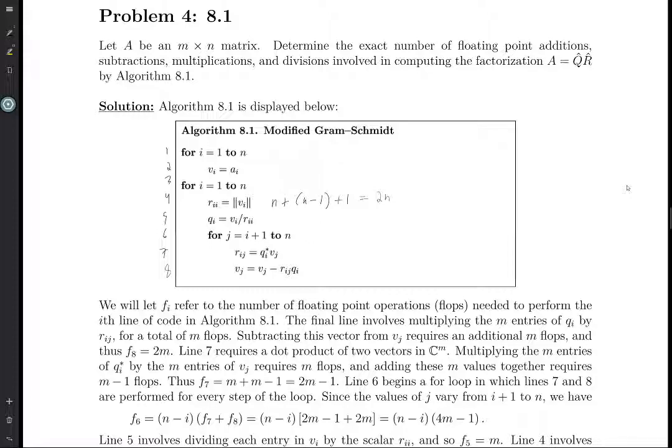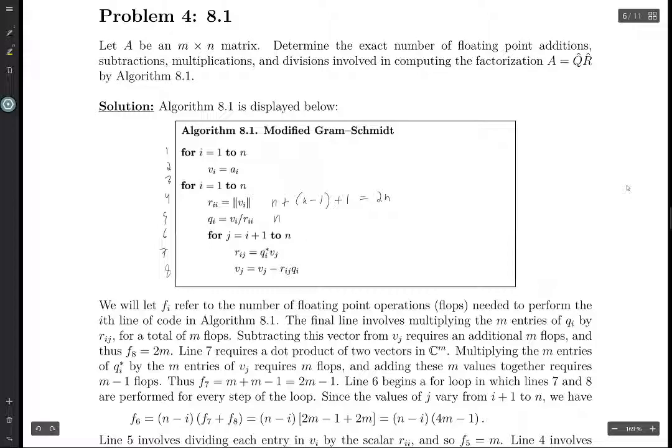But anyways, moving on to line 5, we take VI and we divide by a scalar. So for each entry of VI, we're doing a division. That's n separate divisions, and so we have n.